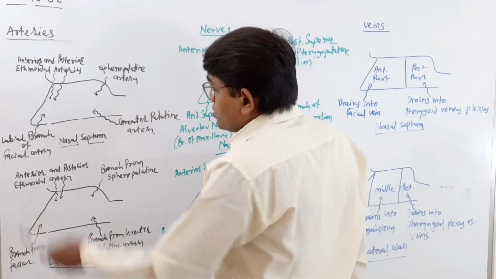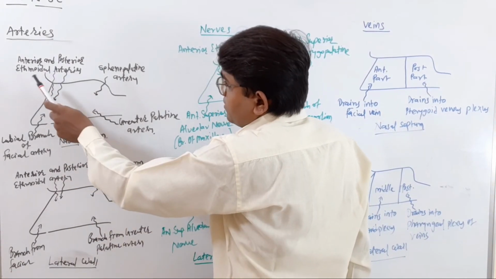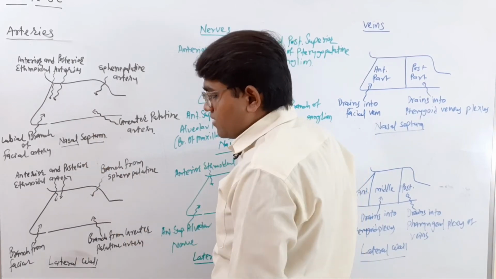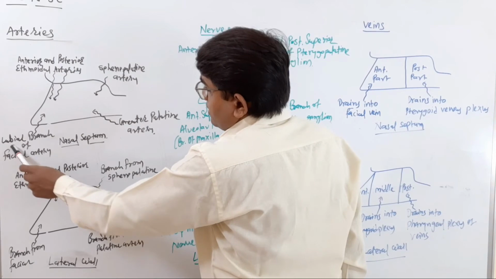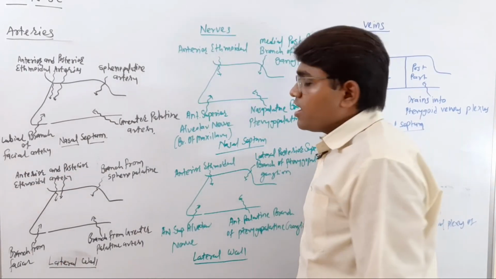Okay, so on the anterosuperior side, the same arteries, the anterior and posterior ethmoidal arteries, are supplying both the nasal septum and the lateral wall. On the antero-inferior side, there is a labial branch of the facial artery, and here an unnamed branch of the facial artery.